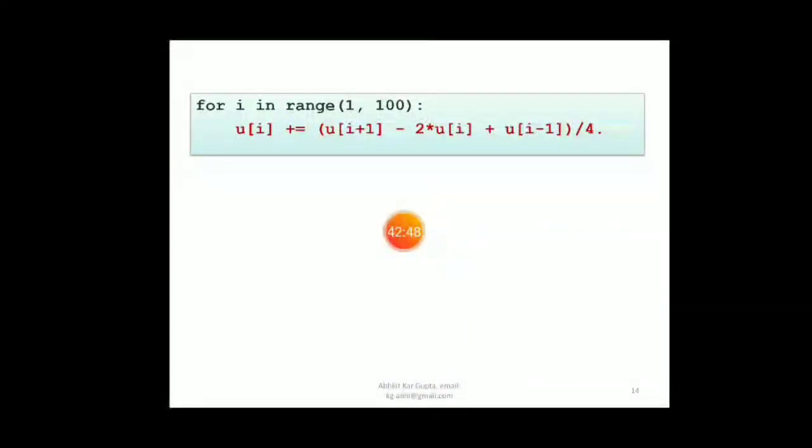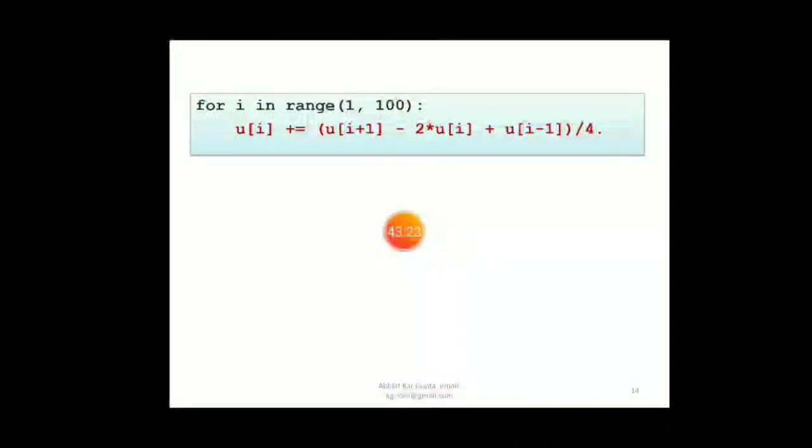Suppose for i in range 1 to 100, you write these 2 lines. Even you can minimize this. Imagine if i equals 1, then u_i means u1. So the left side starts from 1, and the right side u_(i+1) means it starts from u2, right? And the last term, u_(i-1), means it starts from u0. 0 means the left boundary, but it won't update that, but it will use the information from that.